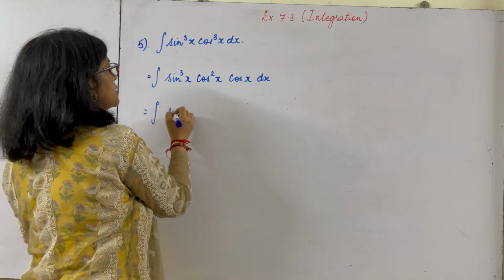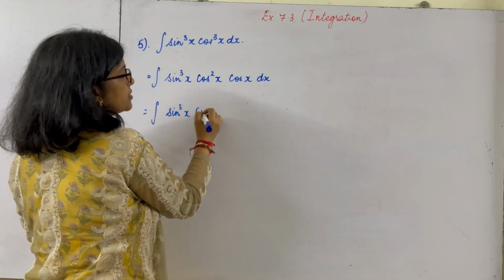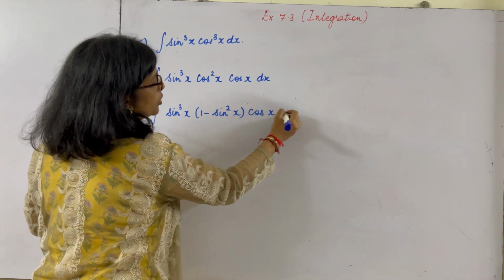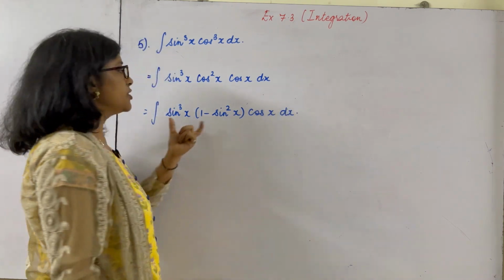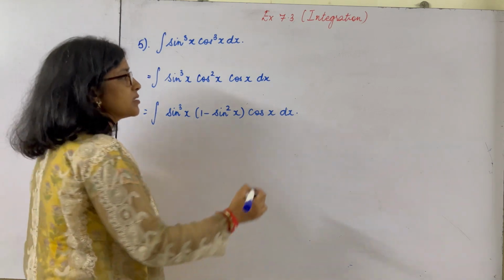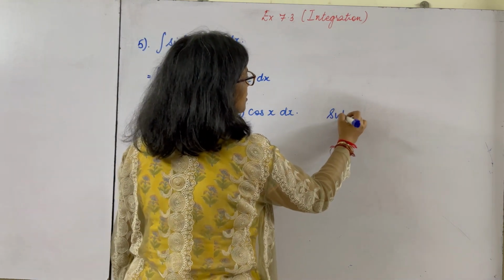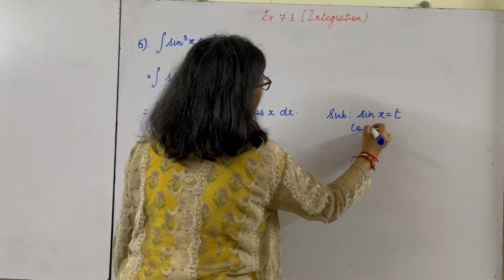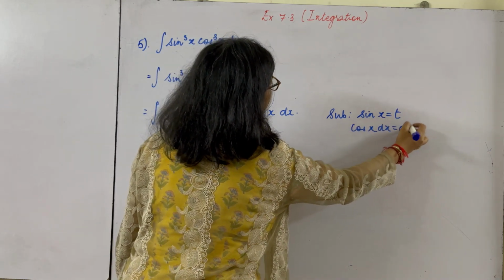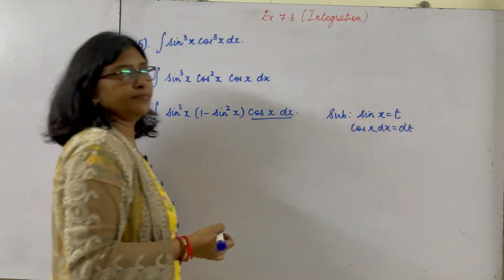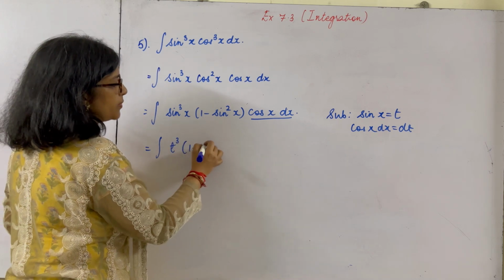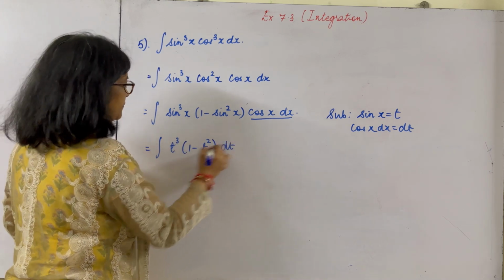So what is the formula for cos square x? It is 1 minus sine square x, because we don't want to convert it to another angle, we just want everything in terms of sine. So that we can substitute sine x as t, and so cos x dx will become dt. So this is dt, and the rest, all sine x, is t. T cube into 1 minus t square dt.